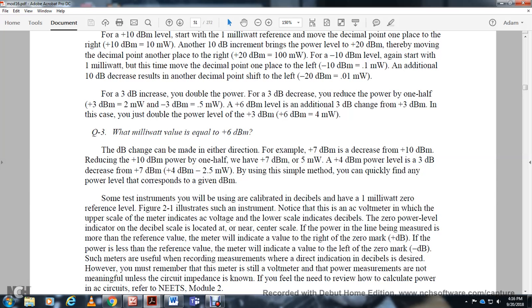All right, the decibel change can be made in either direction. So, for example, 7 decibel milliwatts is a decrease of 3 decibels from 10 decibel milliwatts, reducing the 10 milliwatt power by half, so 7 decibel milliwatts is 5 milliwatts. 4 decibel milliwatts is a 3 decibel decrease from 7 decibel milliwatts, giving 2.5 milliwatts. By using this simple method, you can quickly find any power level that corresponds with decibel milliwatts.